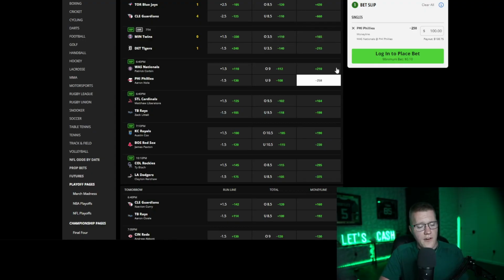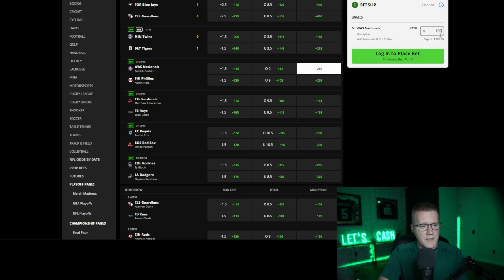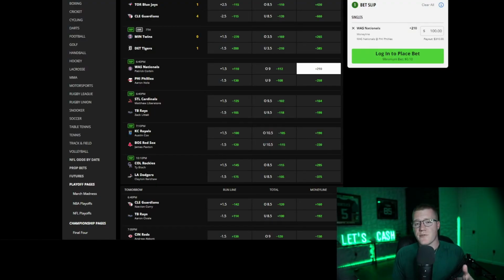On the flip side, if I were to bet $100 on plus 210 for the Nationals to win, I would be receiving a payout of $310. As you can see, you get significantly more by placing $100 on the underdog to win this exact matchup. And why is that? Because the Phillies have a significantly higher chance to beat the Nationals.